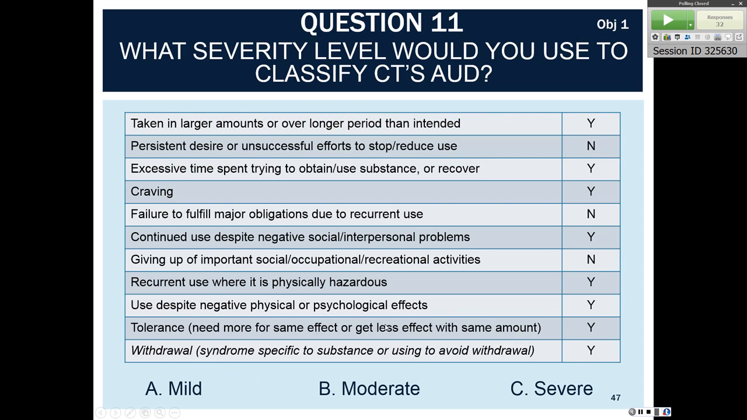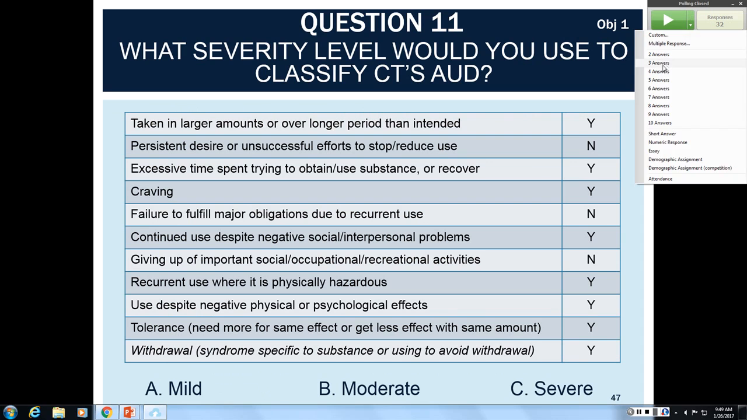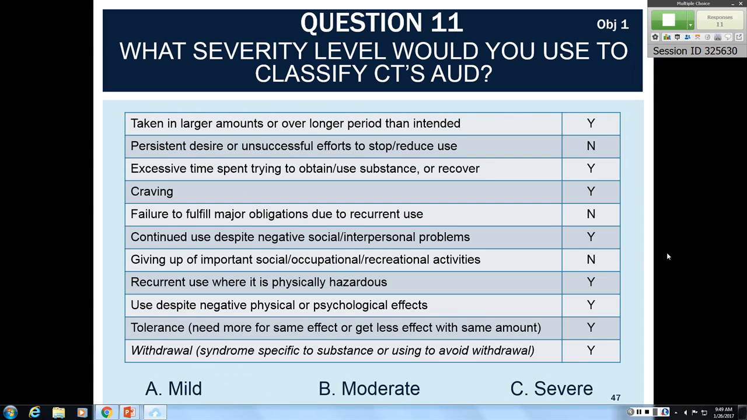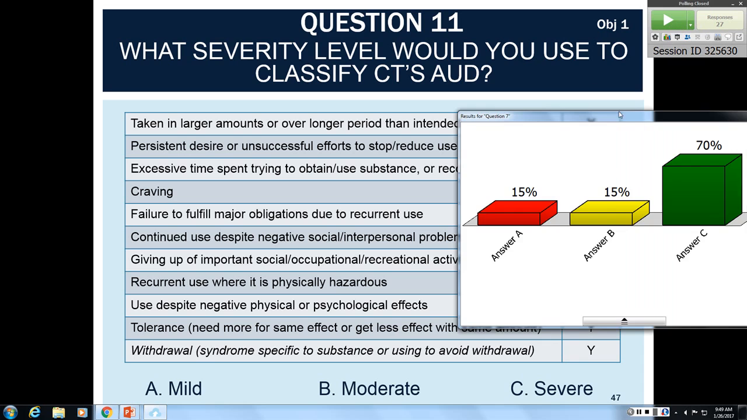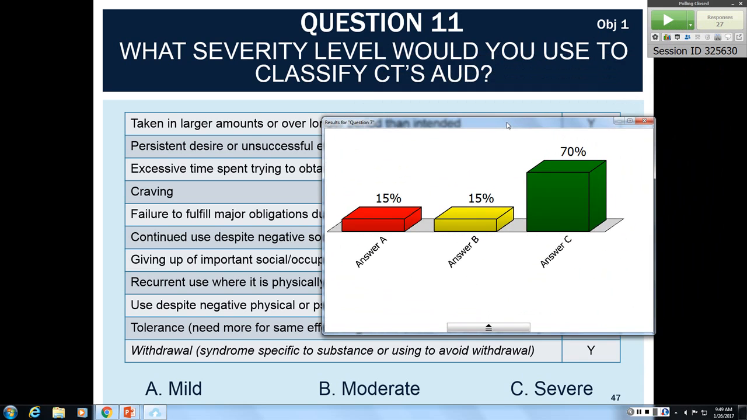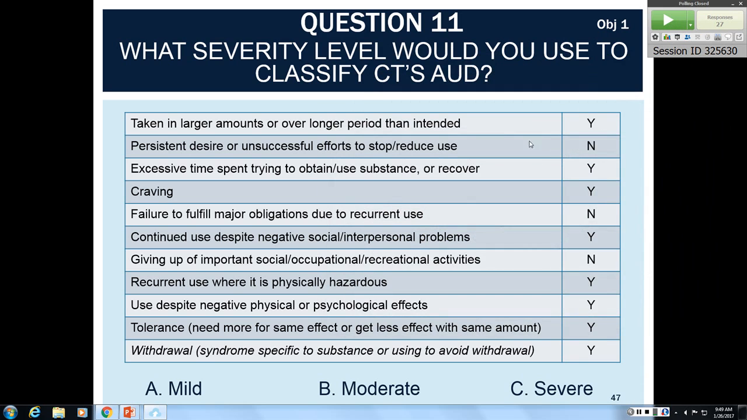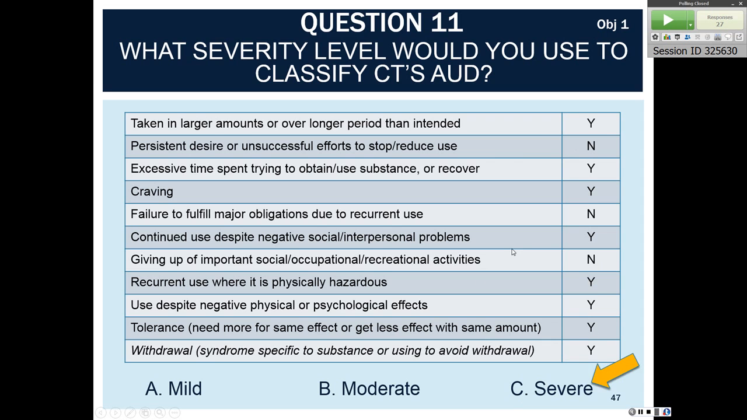And I've already denoted which symptom she has. And it's just A, B, or C. Okay. So most of you said severe, a couple said mild and moderate. So let's just review. What's the criteria for mild? Meeting 2 to 3. Moderate is 4 to 5, and severe is 6 or more. And so she has 1, 2, 3, 4, 5, 6, 7, 8. So she has severe.